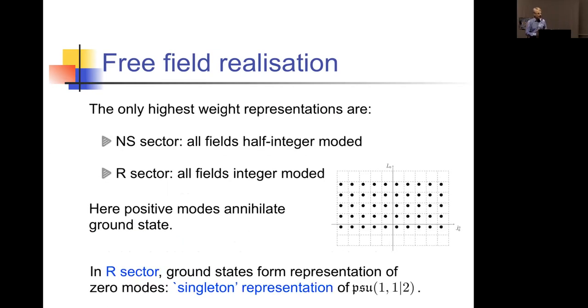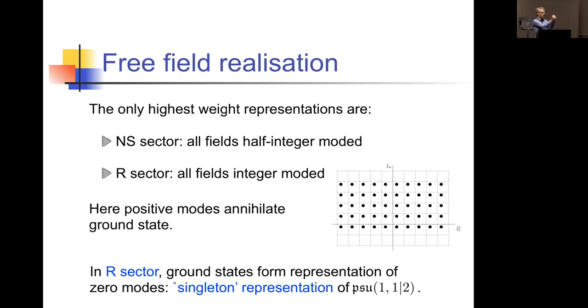Now, what's key for the following is to understand this spectrally flowed representation. So let me spend a few minutes explaining to you how they come about. Now, a free field theory, you probably all know what sort of representations it has. So it is symplectic bosons and the fermions. Let's take them to be in the NS sector. Then they're all half integer moded.